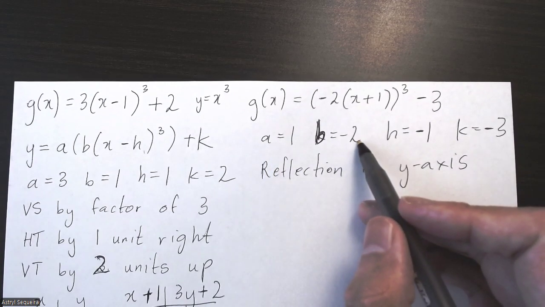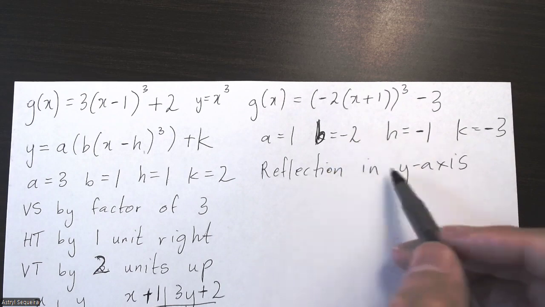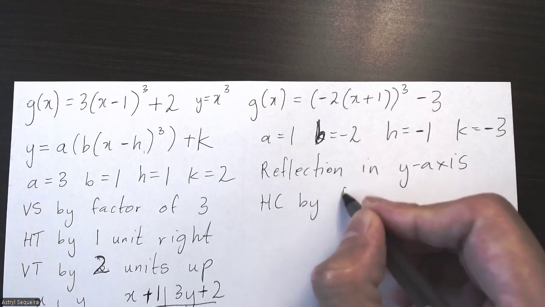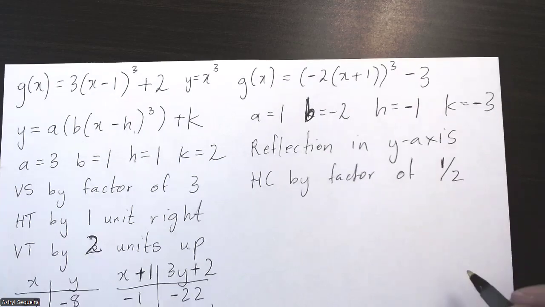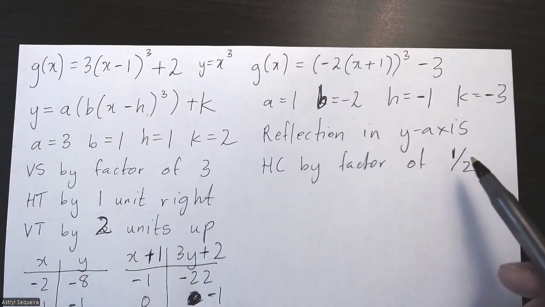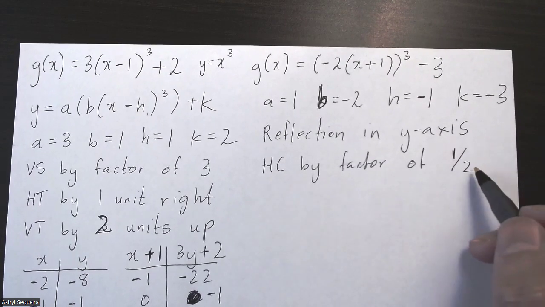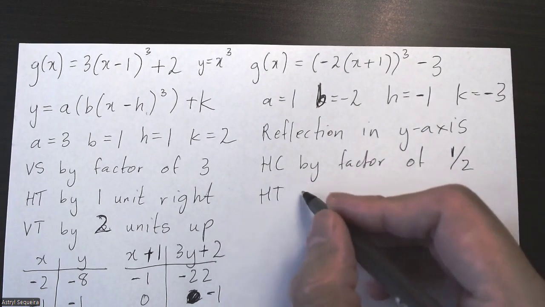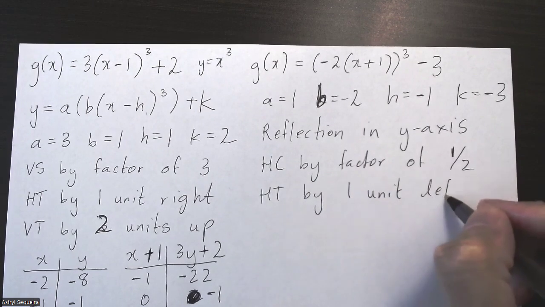Now my b value is 2. If your b value is greater than 1, you don't count the negative, just looking at the value itself. The negative is the reflection. If that's greater than 1, it's a horizontal compression by a factor of, and you have to flip that number upside down, so 1 over 2. Only some schools do that. Maybe yours does, maybe yours doesn't, but usually they do. H is negative 1, which means we have a horizontal translation by 1 unit left.